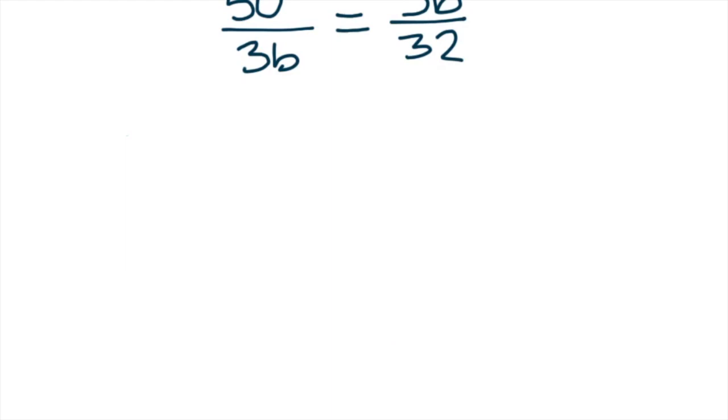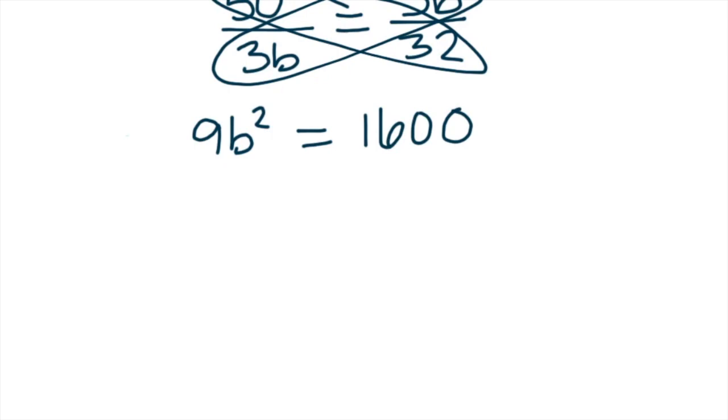Now we have our 50 is to 3b as 3b is to 32. So we're going to cross multiply this and then solve for b. So we have 3b times 3b is 9b squared. And then 50 times 32 is 1600. Now this setup should look familiar because these are the same numbers we were getting when we used the Pythagorean theorem. So now let's divide both sides by 9.